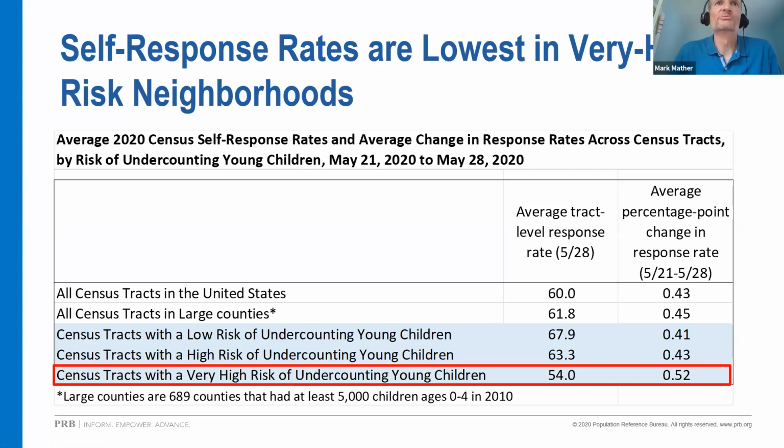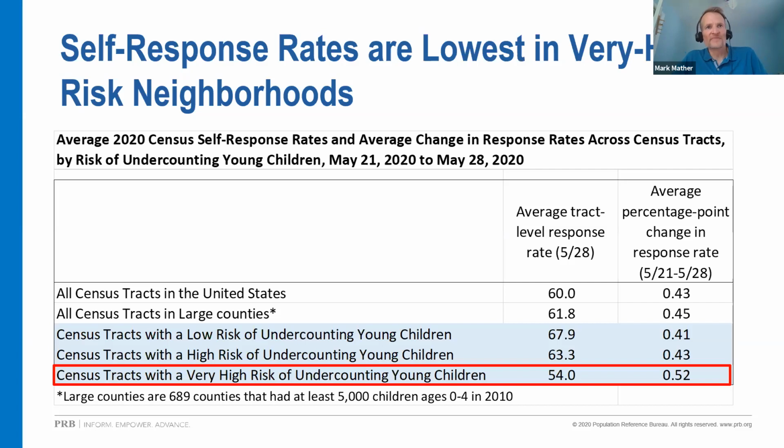Okay, so for part 2, I'm going to briefly describe the work we're doing now at PRB with support from the Casey Foundation. And the key message here is really that 2020 self-response rates are lowest in those neighborhoods that have a very high risk of undercounting young children. So if you look at the column here in this table showing the average self-response rate, it was 60% across all of the tracts in the United States on May 28th. But if you compare that with the rows that are shaded blue here, you can see that there's variation based on the risk of undercount in those tracts.